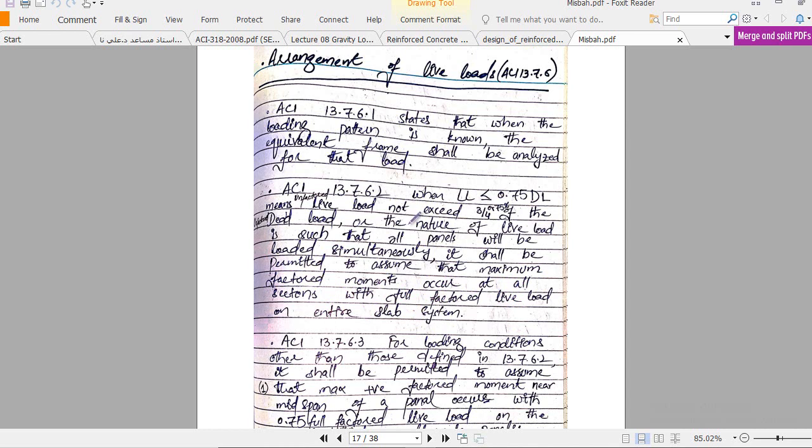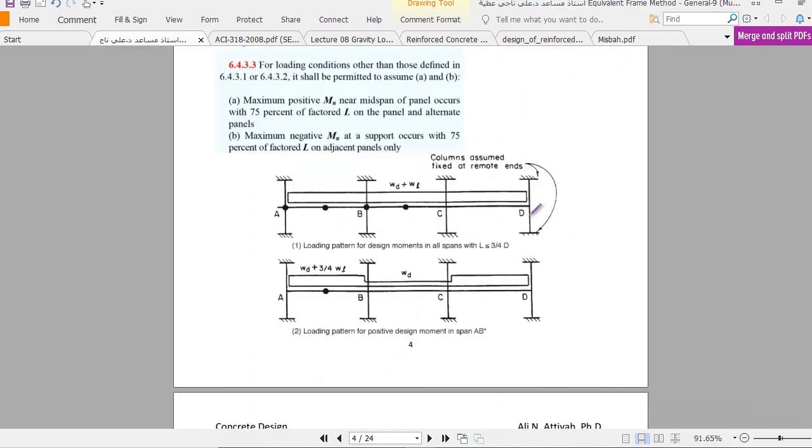This means that if this case prevails, that your live load is less than 75% of dead load, then what you have to do is load all the spans with full factored dead load and full factored live load. Okay, this is very important. If the live load to dead load ratio is less than or equal to 0.75, if this case prevails. Remember, if this case doesn't prevail, let's say the live to dead load ratio is greater than 0.75, then you have to use pattern loading. And what will be those pattern loadings?